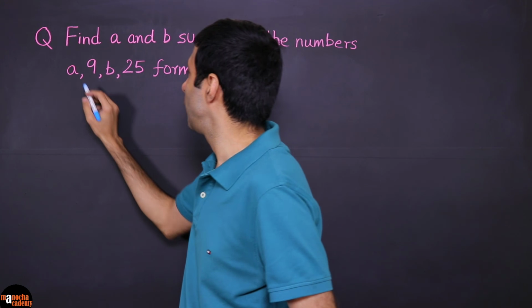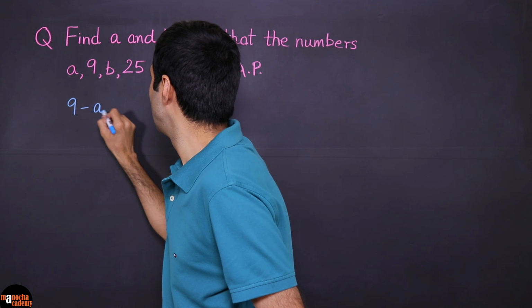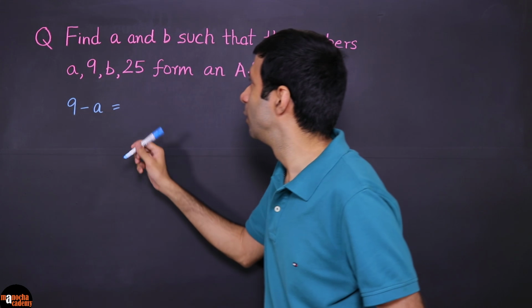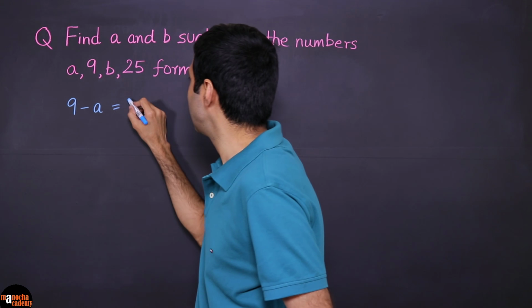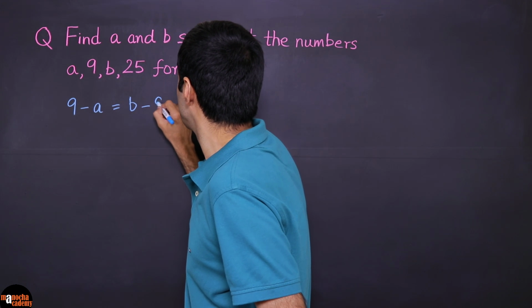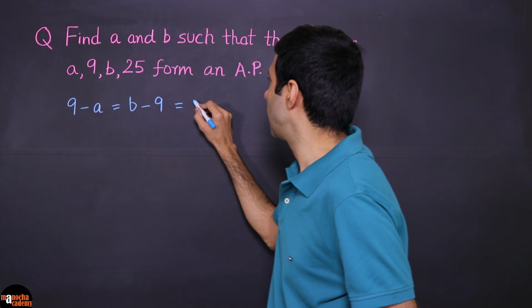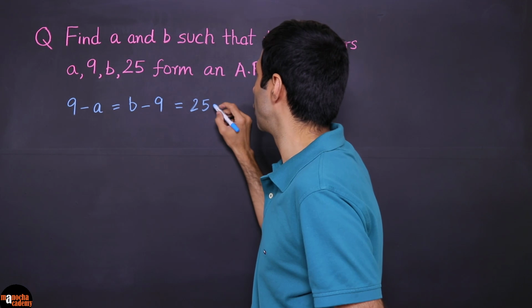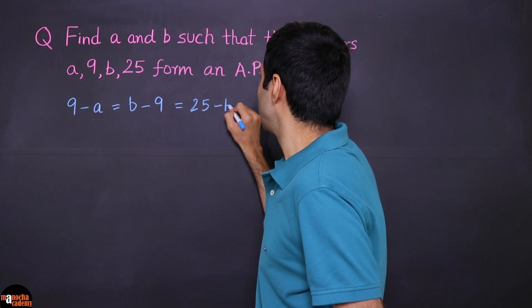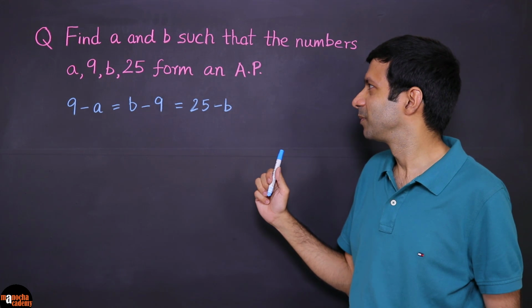So the difference between 9 and A is going to be 9 minus A, right? And that's going to be equal to the difference between B and 9. So B minus 9, right? And that's going to be equal to 25 minus B. Because we know that the difference is constant. It's a common difference.